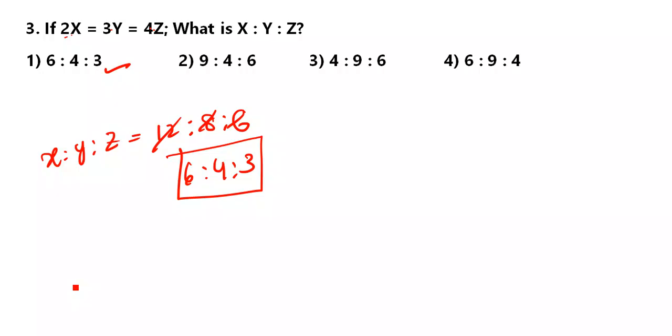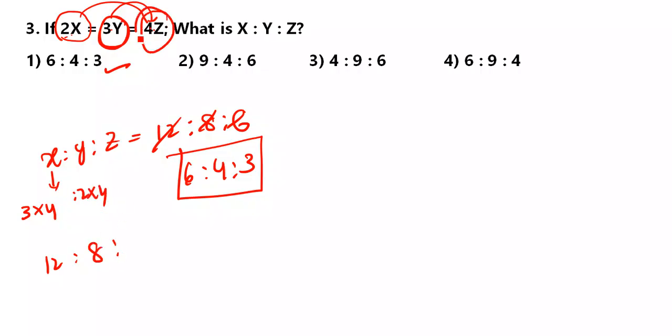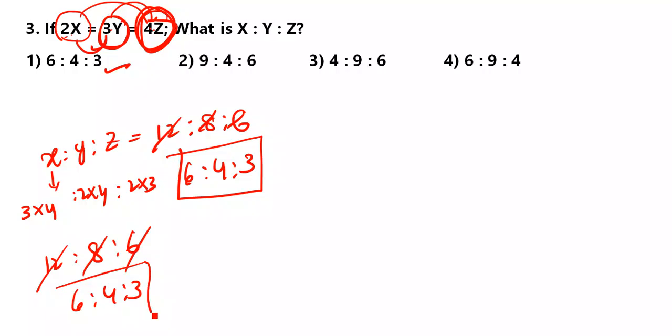If you want to find out the x value, don't multiply the x number, multiply the remaining numbers. So 3 into 4, 3 4s are 12. If you want to find out the y value, leave the y value, multiply the remaining two numbers. Next 2 into 4, 2 4s are 8. If you want to find out the z value, leave the z value, multiply the remaining two numbers. So 2 into 3, 2 3s are 6. Let me calculate. So 2 6s are, 2 4s are and 2 3s are. The final answer is 6:4:3.